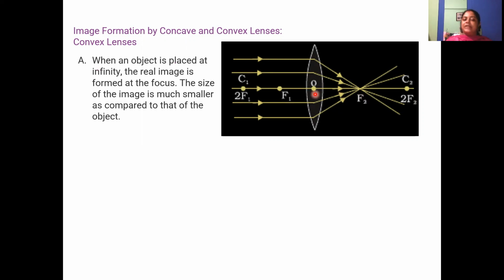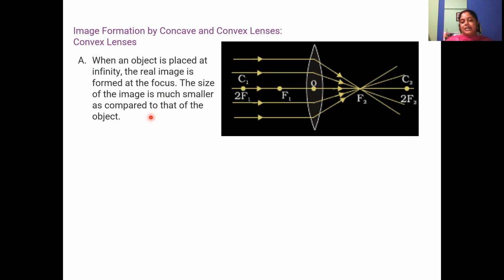So, in first case, when an object is placed at infinity, a real image is formed at focus, and the size of the image is much smaller as compared to that of object. Simply remember, if your object is at infinity, you will get image at focus.